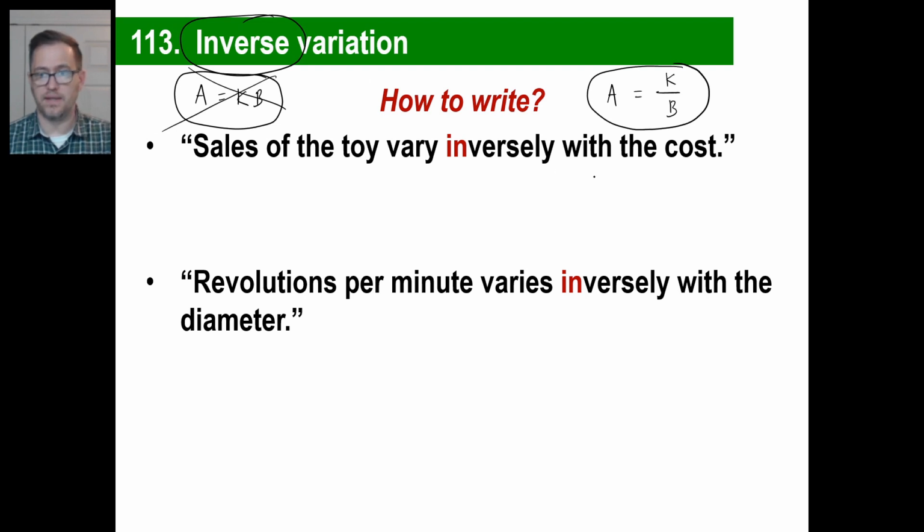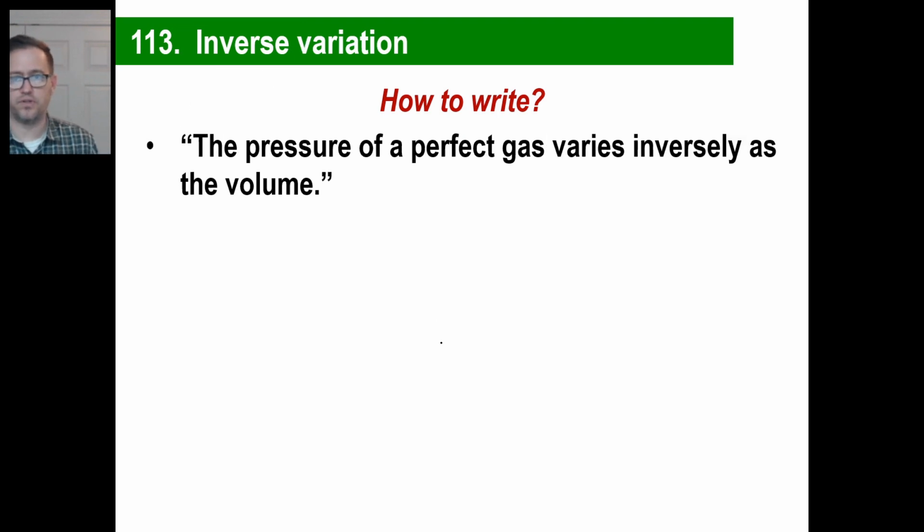Sales vary inversely with cost. That means you'd go, okay, the sales vary inversely with the cost, like that. You might even put toy. Toy varies inversely with the cost. Revolutions per minute varies inversely with the diameter. Well, you could say, okay, that's going to be revolutions vary inversely with the diameter. There you go. You just put it over. Anytime it's inverse, you just divide.